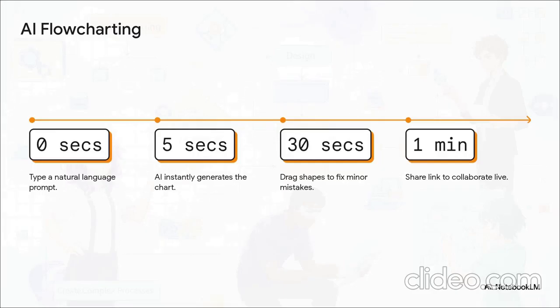But let's contrast that with the modern AI route, using tools like Visily or Creatively Viz. The workflow here is a complete game changer. You literally just type a natural language prompt, something like customer complains, check order, resend, or refund, and boom, the AI instantly generates the chart for you, complete with the correct decision diamonds and action steps. From there, you just quickly drag some shapes around to fix any minor mistakes and instantly share a link with your team to collaborate live. We're talking seconds instead of hours.